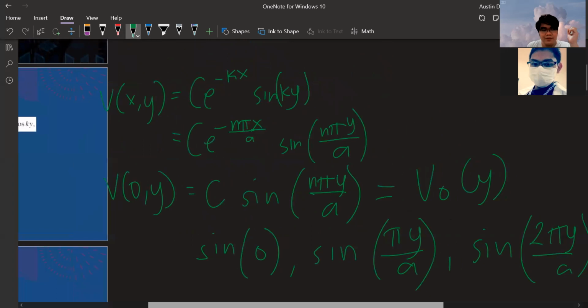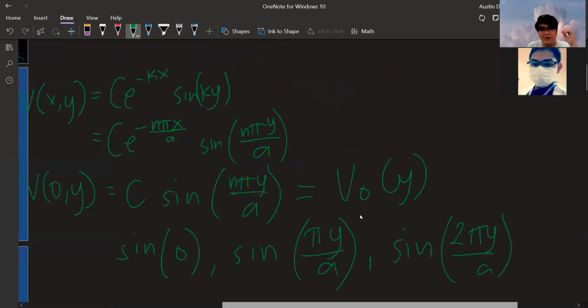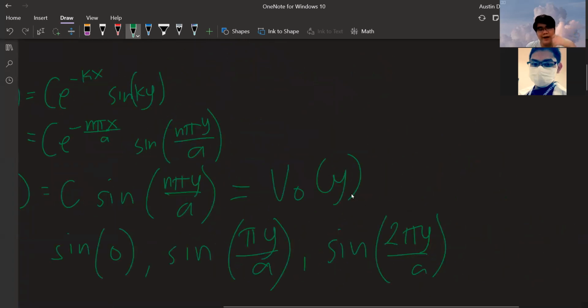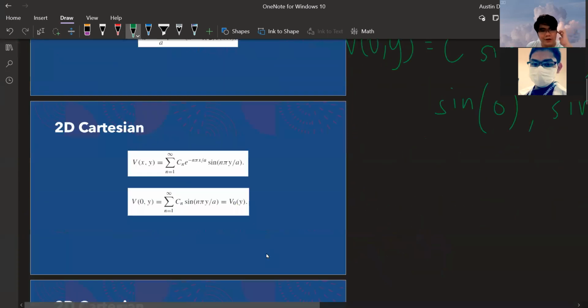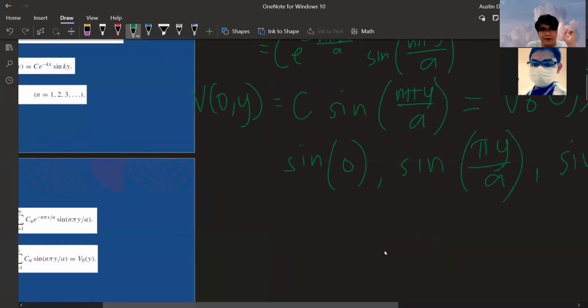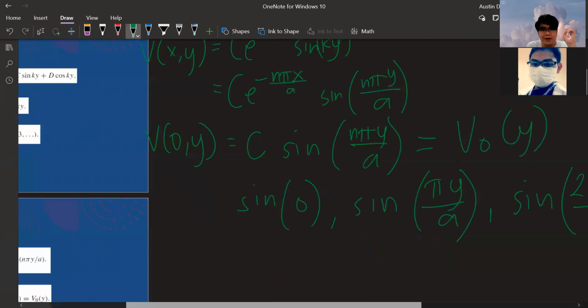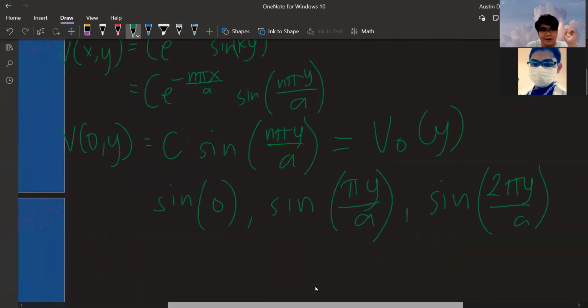Now, syempre, you can't be sure kung ano yung form ni V naught of y. Basta binigyan lang tayo ng V naught of y. We don't know if it is something like this, something like this. So what we can do is just take the sum of all that values, okay? So of all these values na pwedeng mangyari sa kanya, okay?